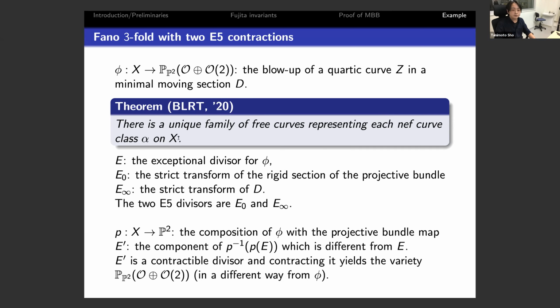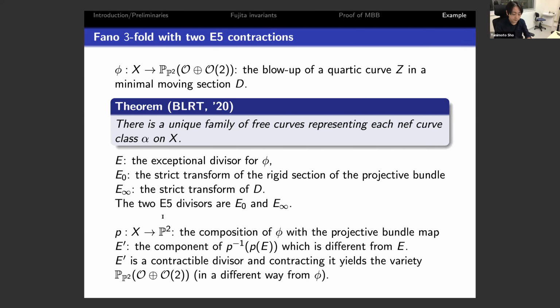So now we have a composition of phi with the projective bundle map, which we denote by P, and then E prime, the component of P inverse PE which is different from E. So P inverse PE consists of two components: one is E, and the other is E prime. Then E prime is also a contractible divisor of E1 type. Contracting this yields a variety, a projective bundle in a different way from phi.